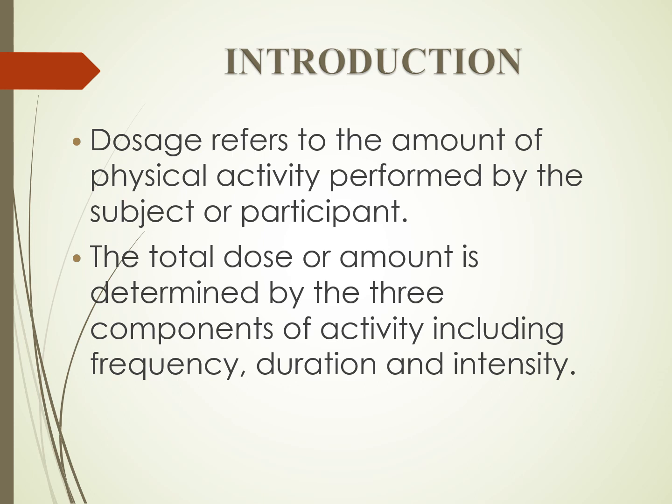So the total dose or amount is determined by the three components of activity, including frequency, duration, and intensity. Based on this component, frequency, how frequent you involve in exercise, duration, how long you involve in one exercise, and intensity, how hard did you involve in exercise, will equal to the total amount exercise that you perform per session, or in other words, we call it as a dosage.